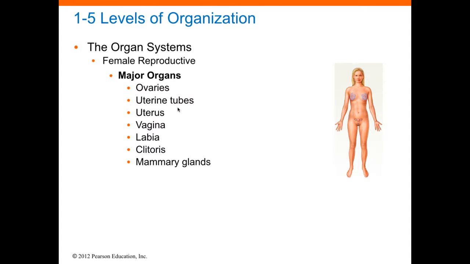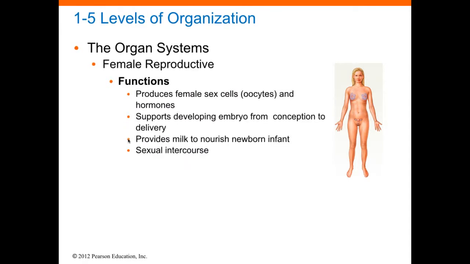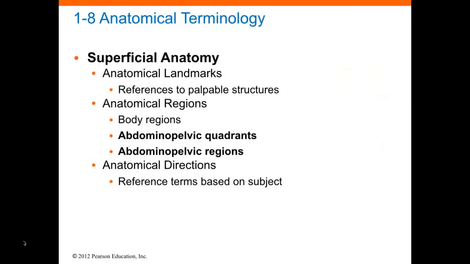For the female reproductive, we got the ovaries, the fallopian tubes or uterine tubes, the uterus, the vagina, the labia, clitoris, and mammary glands. The female reproductive function is to produce the female sex cell known as the egg or the oocyte, as well as hormones. It's designed to support the developing embryo from conception to delivery, providing milk to nourish the newborn infant, and sexual intercourse.